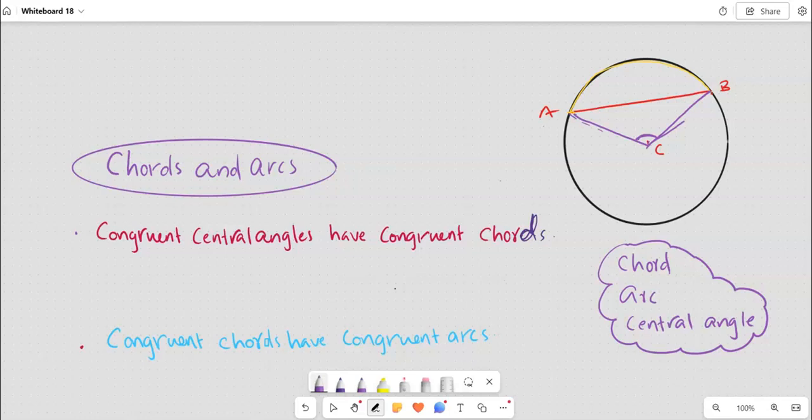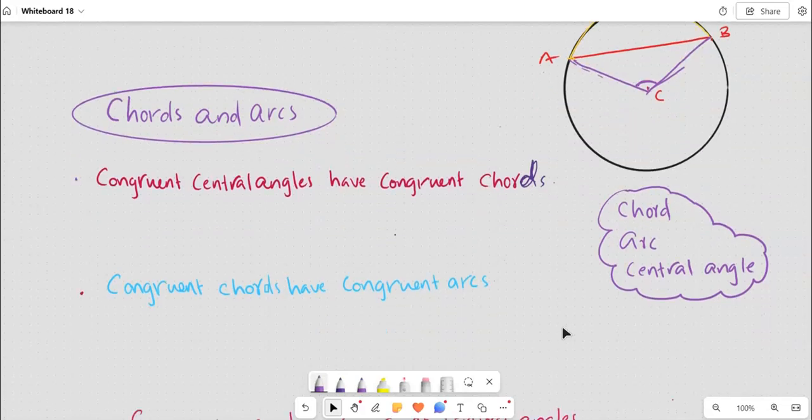Great. Now you know the definitions of chord, arc, and central angle, we are going to define some postulates. First one: congruent central angles have congruent chords. What is that? You know what congruent means? Congruent means equal. Congruent central angles. So let me draw a circle here for your reference.